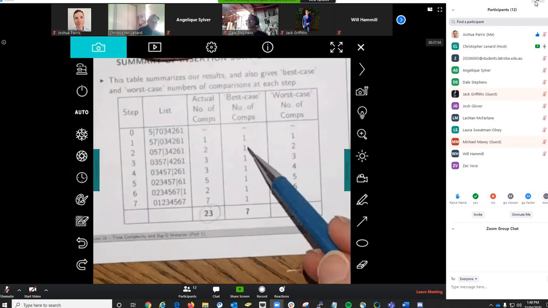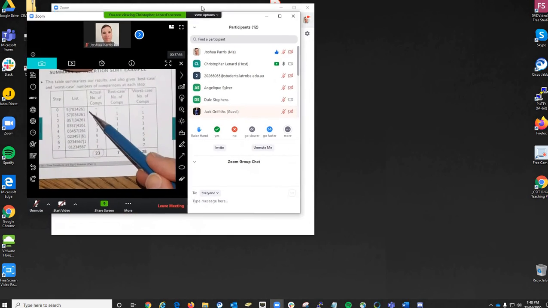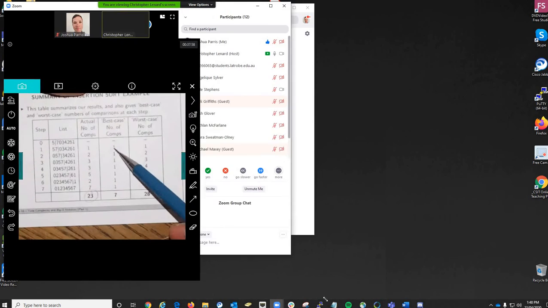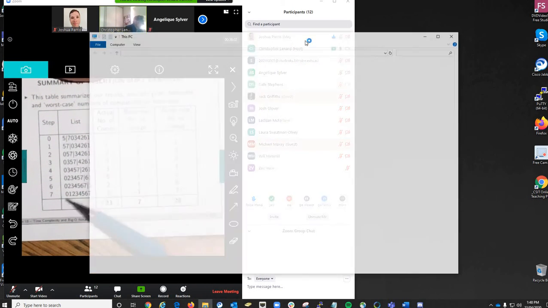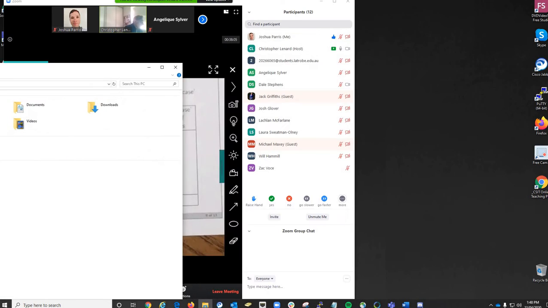So that's really what this is saying. If your list is already sorted, you only need 1 comparison at each step. And if you had 8 to begin with, you only need 7.